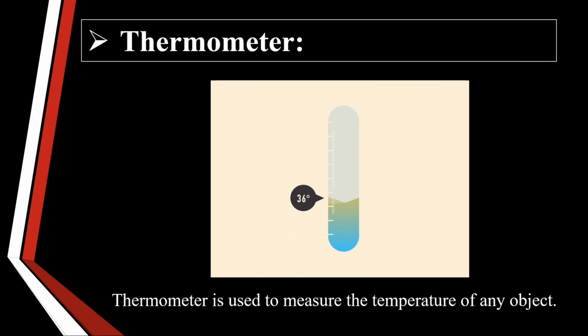Heat is a form of energy and its unit is joule. On the other hand, temperature is the measure of that heat. This means if the heat is more, the temperature is more as well. But how do we measure temperature? We use a device called a thermometer to measure the temperature of an object.